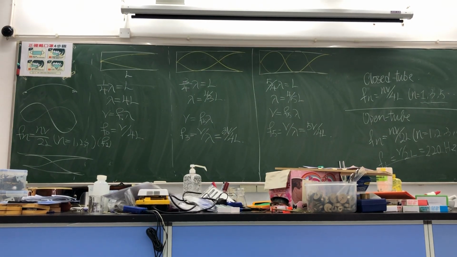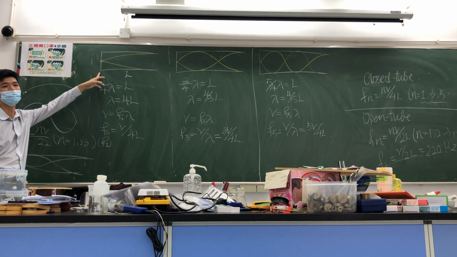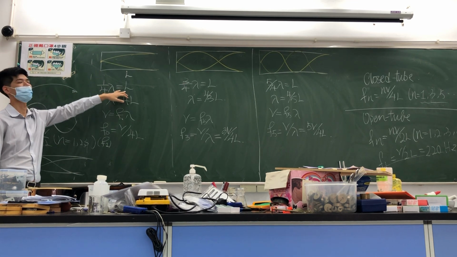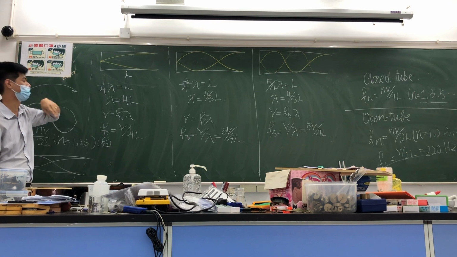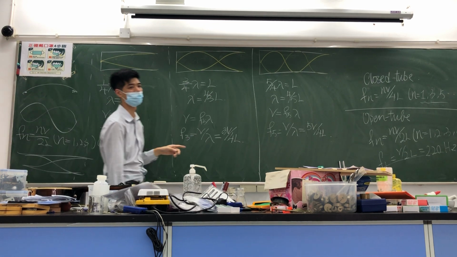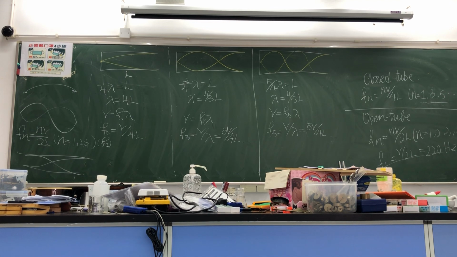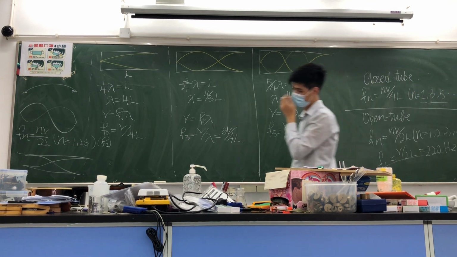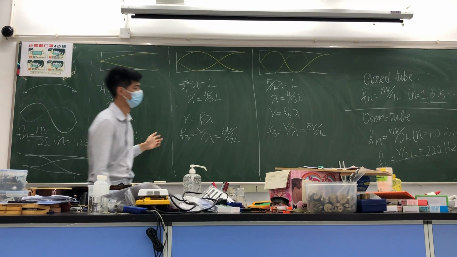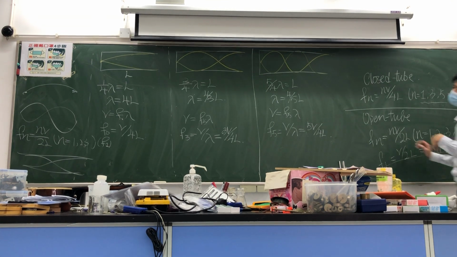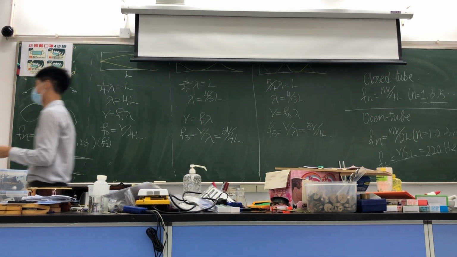So you need to make sure that you can derive from the beginning. 其實好簡單啫，derive 就係 so if you can draw the correct patterns. Okay, and then write down the relation between the wavelength and L, then you can find all the frequencies. Okay, cool. So here are all the frequencies about the standing waves.